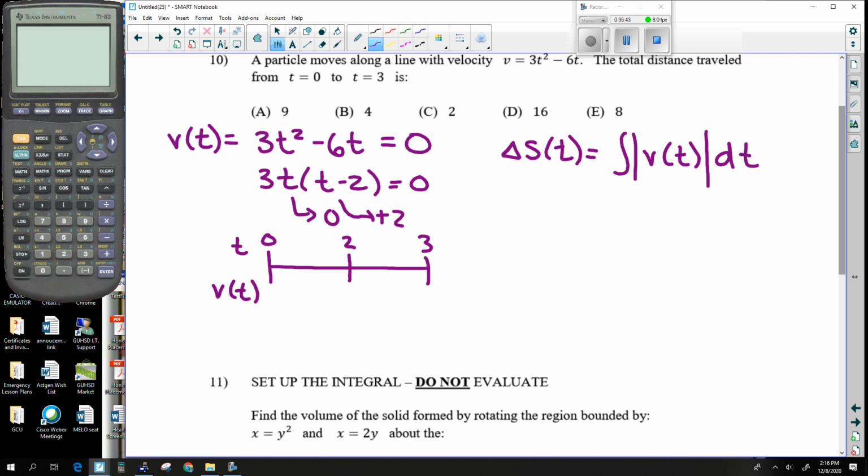All right, so if I plug in a number like 1, this is going to get a negative answer. And if I plug in a bigger number, it's going to be a positive answer. So if I need to accomplish this absolute value of velocity, what I'm going to do is I'm going to have to break this up into two integrals. One is the integral from 0 to 2, and the other one is the integral from 2 to 3.